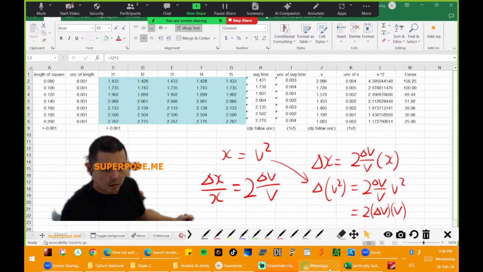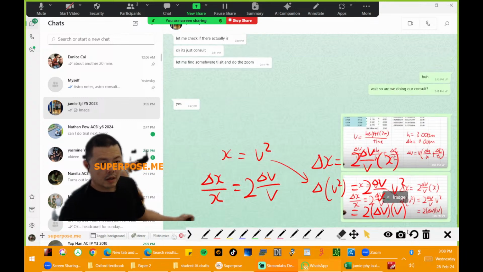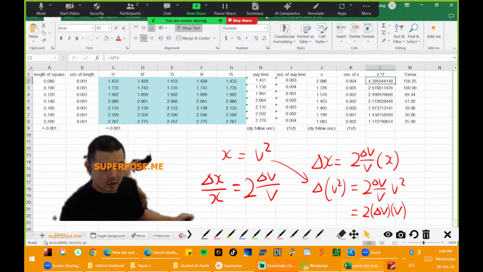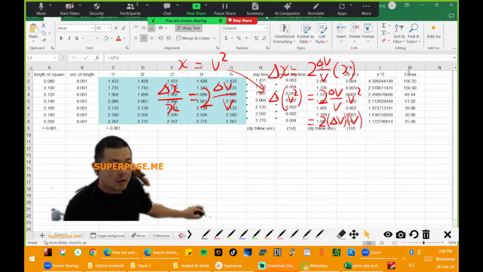Okay, so I'll send you to this one. Right, so this is your uncertainty calculations for del v squared. So I'm going to do the same thing here.